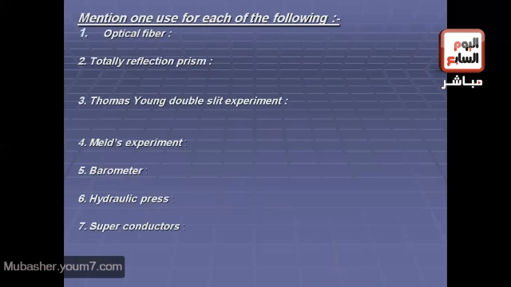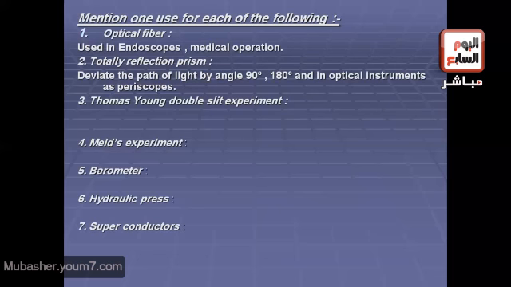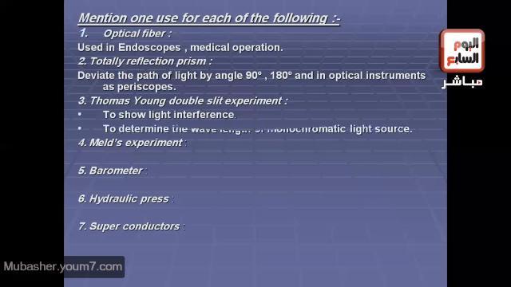Another question. Mention one use for each of the following. Number 1, optical fiber. Yes, optical fiber is used in endoscopes and medical operations. Yes, I want only one use. Totally reflecting prism. It deviates the path of light by an angle of 90 degrees or 180 degrees, and is used in optical instruments such as periscopes. Yes. Thomas Young double slit experiment. Yes, it is used to illustrate light interference.